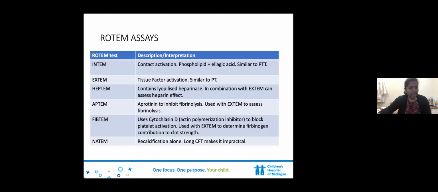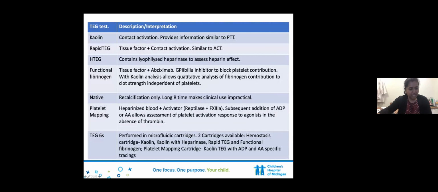So next, we'll look at the assays on the TEG, which are very similar to what I just said for the ROTEM. The activators that are used are slightly different. In addition to the traditional assays that I just referred to on the ROTEM, there's also a platelet mapping assay on the TEG, where a heparinized sample of blood is used along with activators to look specifically at inhibition of the ADP and the arachidonic acid receptors on the platelet in response to the agonist, without using thrombin here. And the TEG success I just talked about, so I won't go over it again.